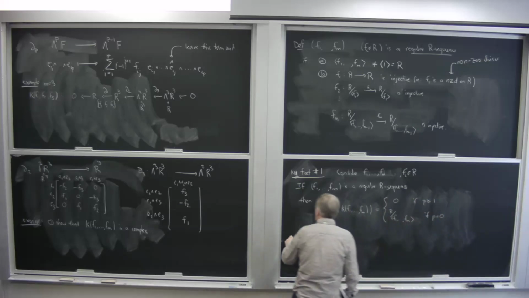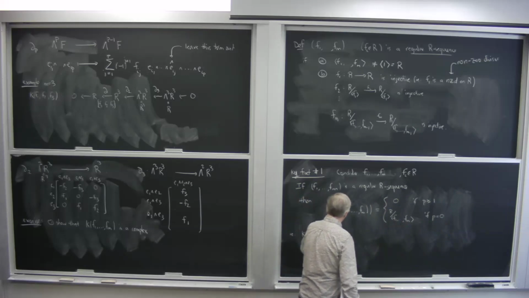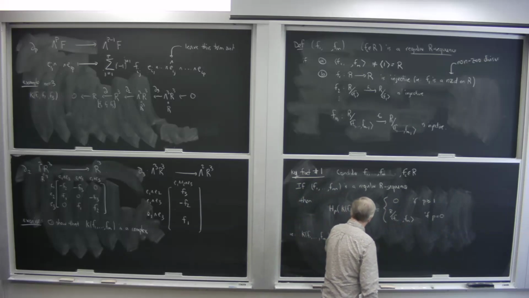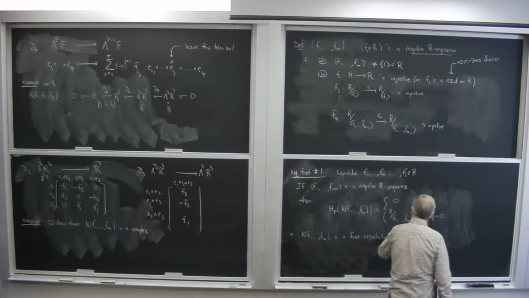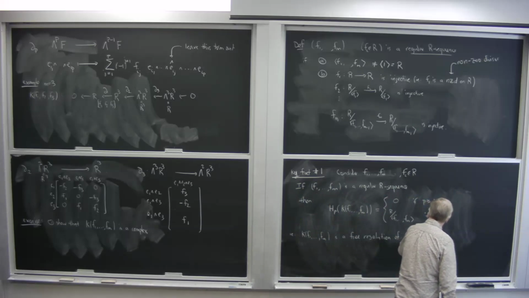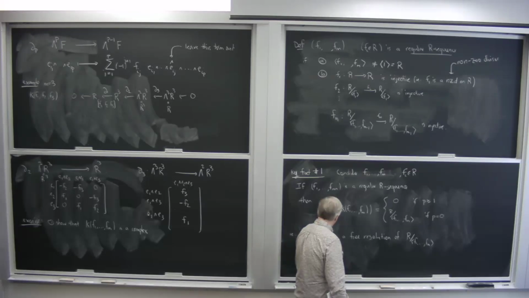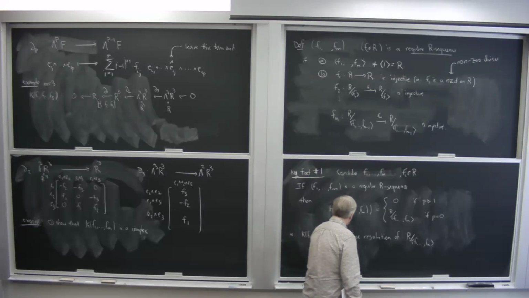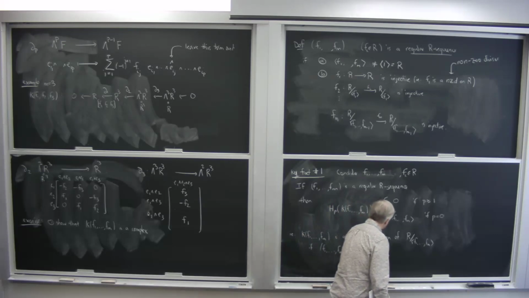This says, i.e., K of f1 to fm is a free resolution of R mod f1 to fm if f1 to fm is a regular R sequence. Okay.